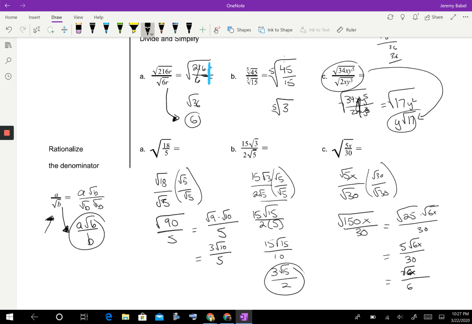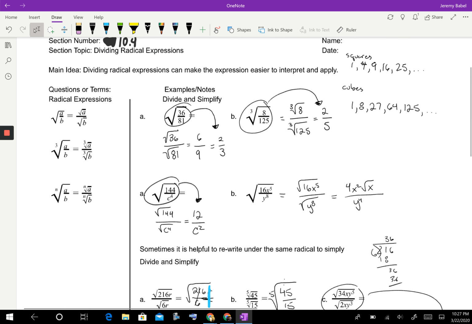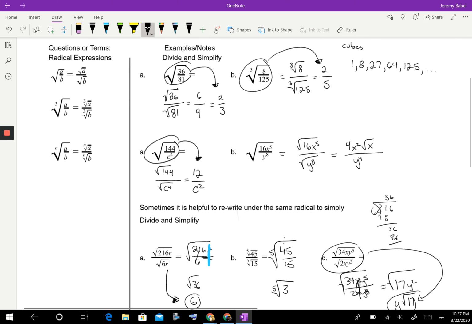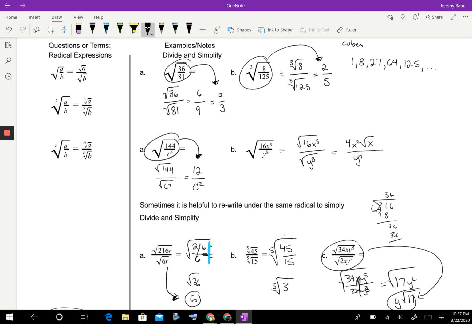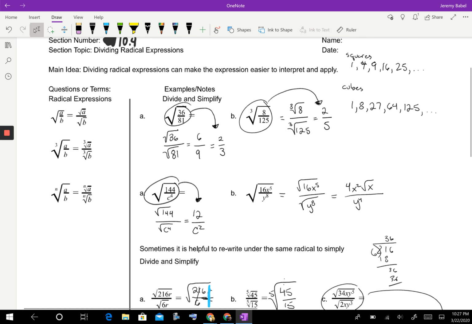Okay. All right, so two main ideas. Rationalizing the denominator, we do that by multiplying by whatever that radical is in the denominator over itself, because that's just the number 1. And then when we're dividing radicals, we can either split a radical of a fraction into a radical divided by a radical, or we can take that radical divided by a radical and turn it into a radical of a fraction, and that might help simplify things. All right, that is section 10.4.